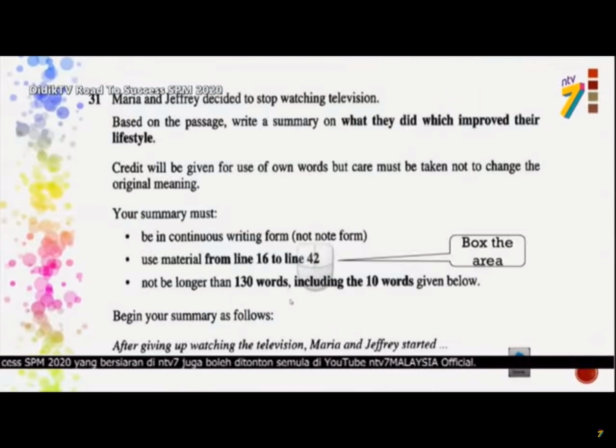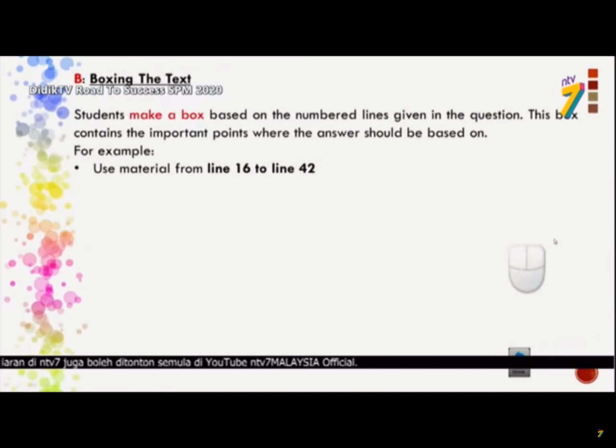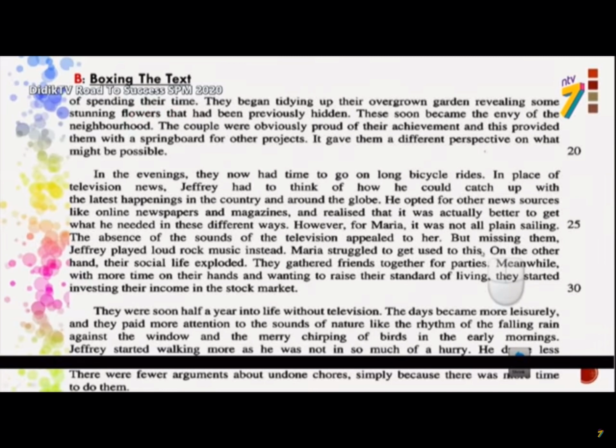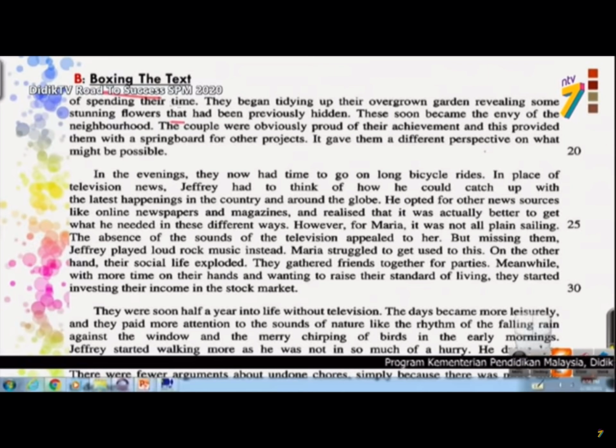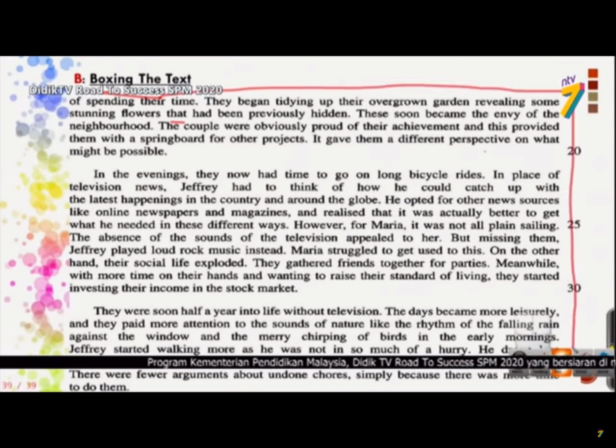Box the area. Now we are going to do BOSIA. B stands for boxing the text. You have to make the box from line 16 to line 42. Let's say this is line 16. So you have to draw the box. Kita lukis daripada 16 until ke line 42. So you know your answers will be in this area.